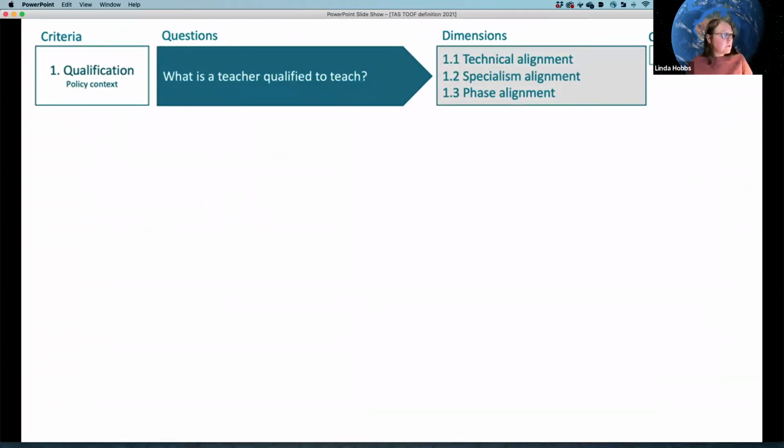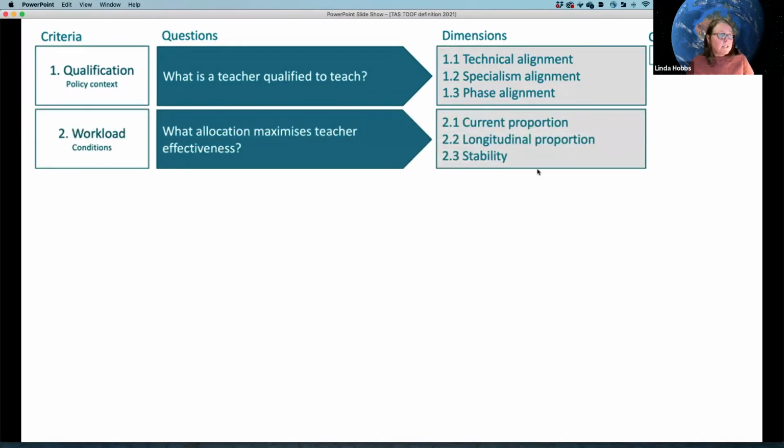One relating to qualification. So what's a teacher qualified to teach? And these are different dimensions of that. One looking at technical alignment, that the qualification matches what they're teaching. Specialism alignment refers to the teacher, if there's a particularly multidisciplinary subject, whether, you know, teaching geography is the same as teaching history, for example. And phase alignment, which is the school type level, so primary, secondary.